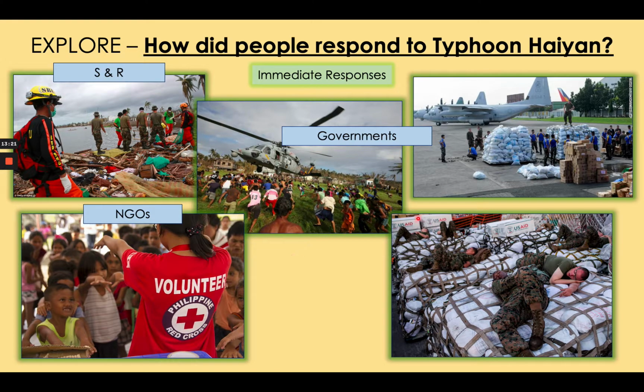And this meant that aid, such as this government aid called US aid, couldn't be provided to people immediately. In fact, within the first week, only 1/5 of US aid was actually spread around Tacloban for those two reasons. And this is a significant limitation to the responses caused by violence and by blocked roads.